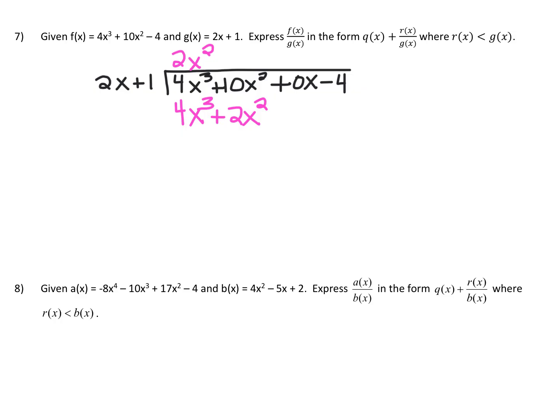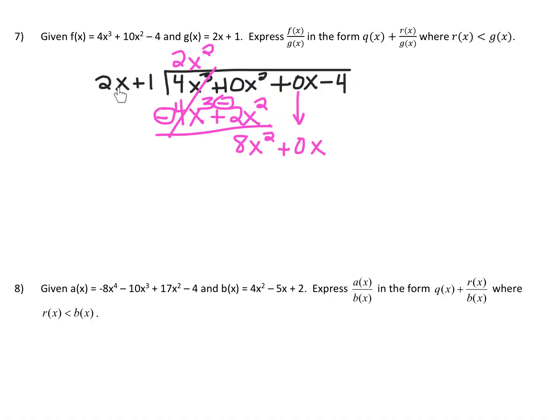Okay, now we want to change our signs to show that we're subtracting. So I'm going to change this to a minus sign and circle it, and change this to a minus sign and circle it. So what you'll notice is your first two terms cancel, which should happen. And then 10x squared minus 2x squared would be 8x squared. And we're going to bring down the plus 0x. And then we start the process again.